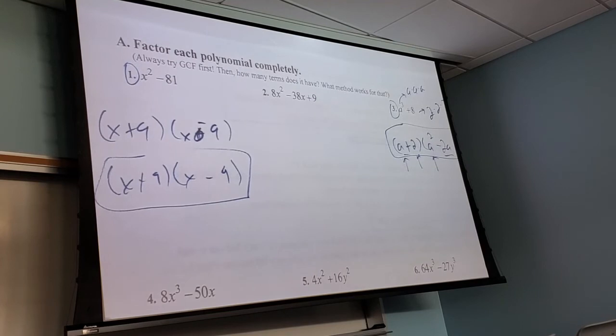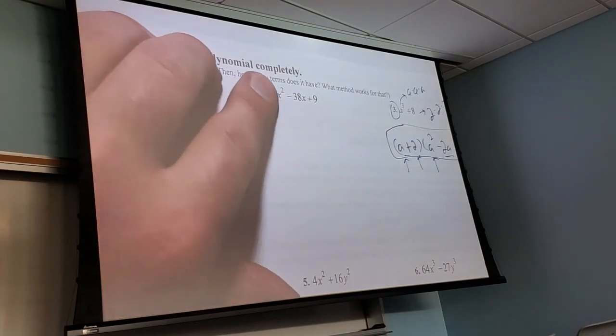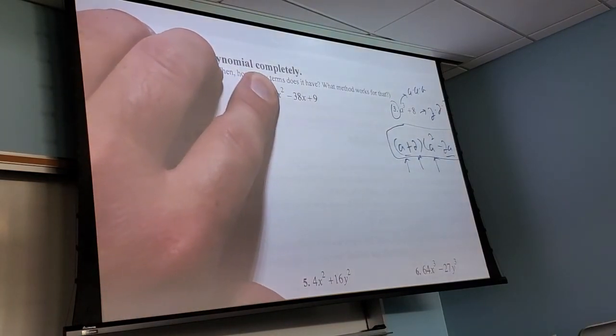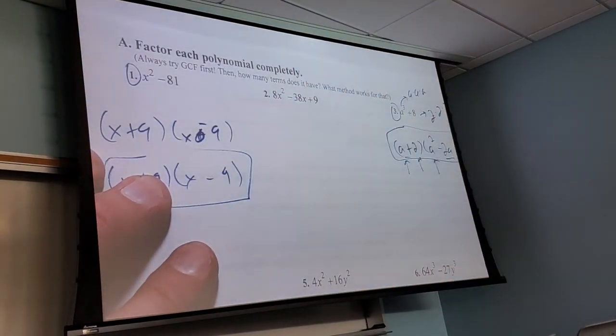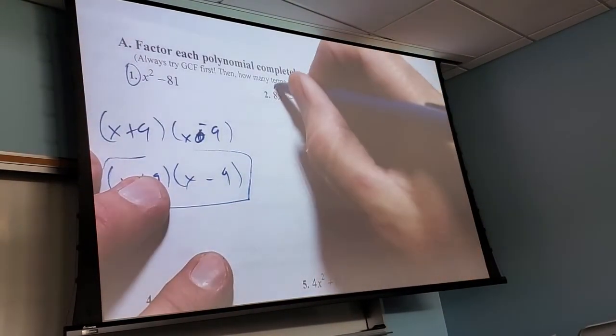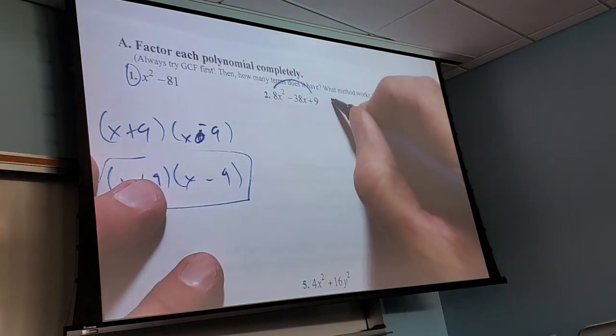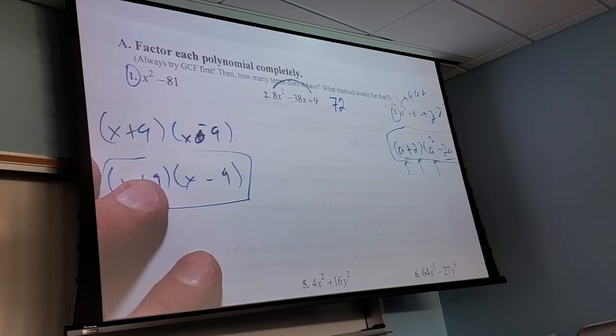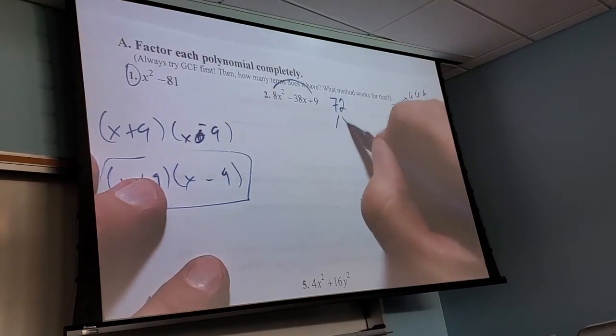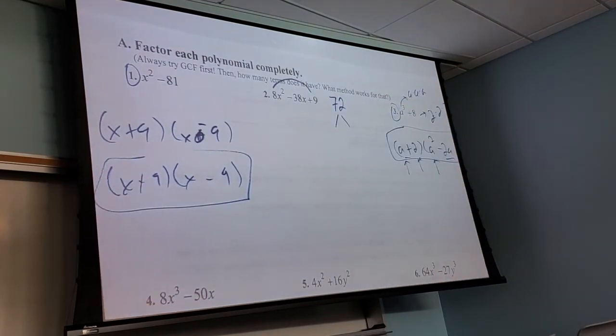All right, now number 2. Who remembers what to do with number 2? Why does number 2 suck? Because if that 8 wasn't there, it would at least be easier to look at. But who remembers, if there's a number that's not 1 there, what's the first thing I need to do? Take it into account, right? 8 times 9 is 72. It's all good. So I need numbers that multiply to be 72, but add to be negative 38.